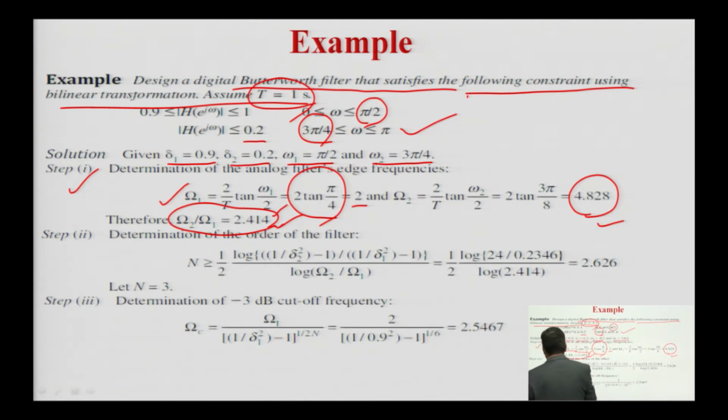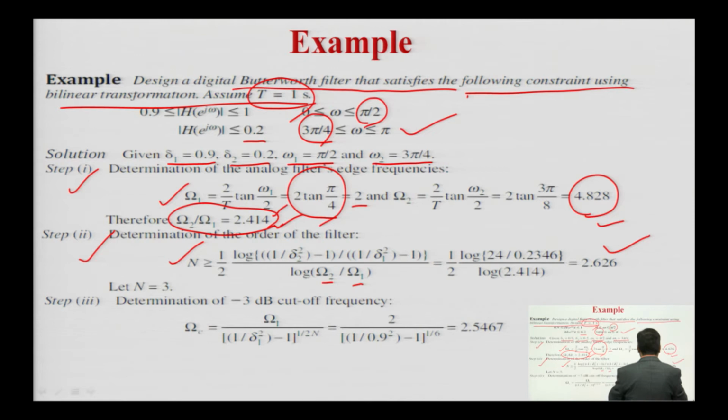Now, second step is what? First step is determine your frequencies. So, in second step you have to determine the order of the filter, capital N. So, here again you are using the formula that I told in my previous video lecture number 13. Okay. So, N is equal to what? By this formula you can put the value here del 1, del 2, ohm 2 and ohm 1.